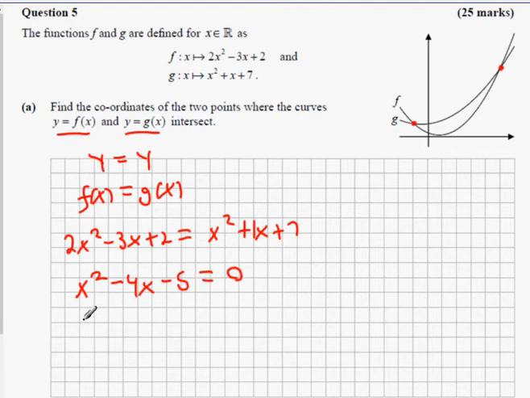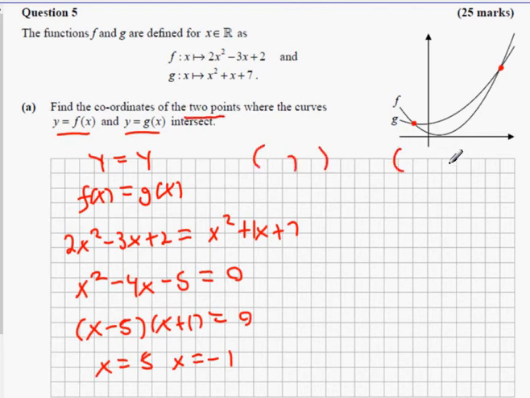You're going to have x minus 5, x plus 1 equals 0, x equals minus 1, x equals 5. Now, you're looking for 2 points, so you need x, y, followed by an x and a y. So to do this, one of them is 5, the other one's minus 1. You can choose either equation, they both give you the same answer.